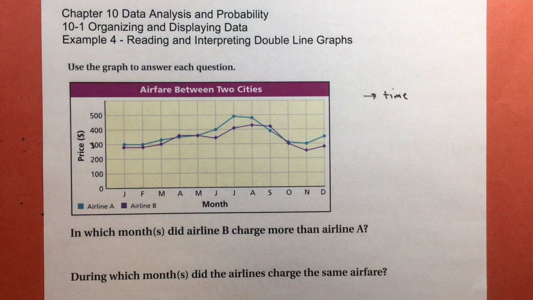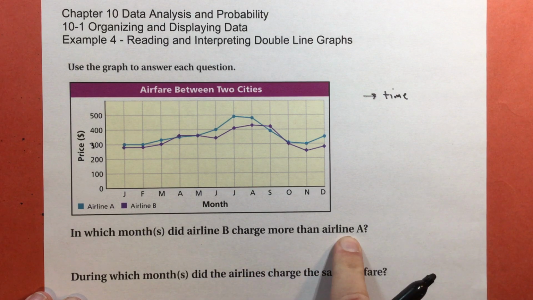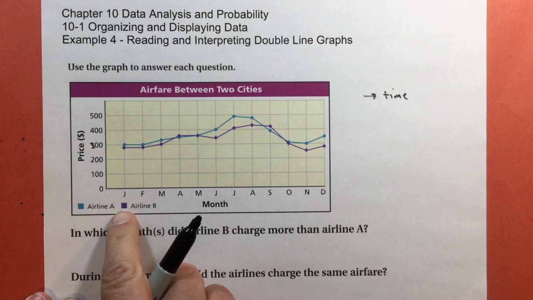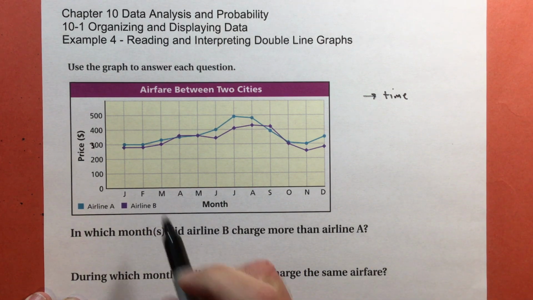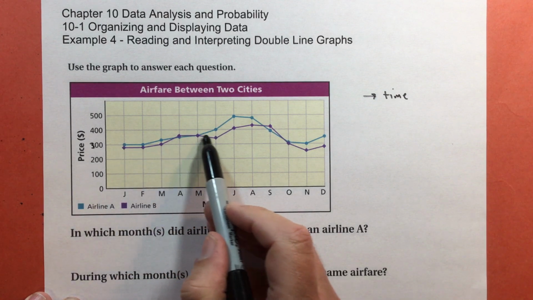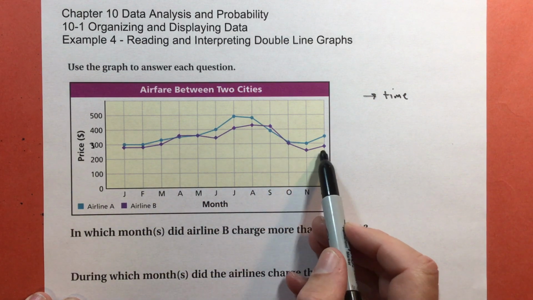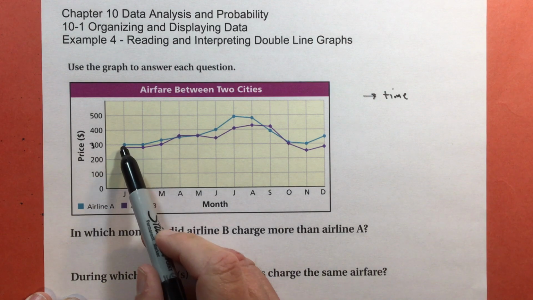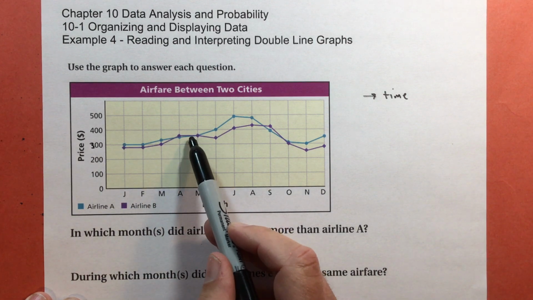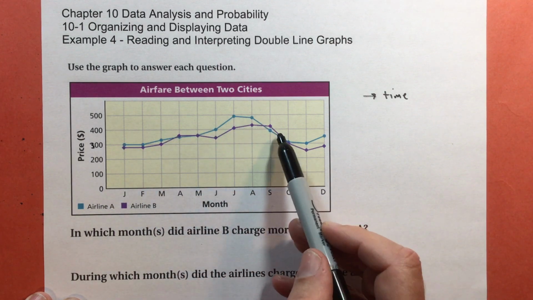The questions are actually not that bad. Which months did airline B charge more than airline A? Well, let's look at this. Airline B has the purple line. The purple line starts out below here, a little bit higher there, and goes below. Airline A is the blue. It looks kind of like a teal color, but we've got a blue line right there.